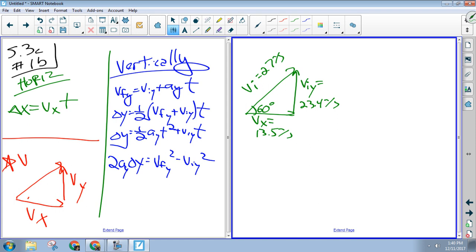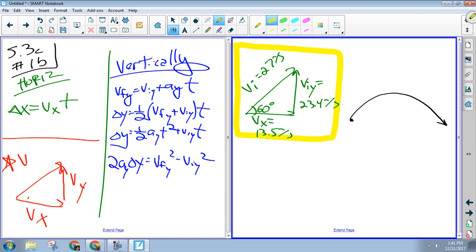Okay? The next thing I would say is draw the path that the dude follows when he's going through the air. So his path is going to look something like this. Okay? And everything that I just drew here inside this yellow box corresponds to the velocity at that point. Does that make sense?